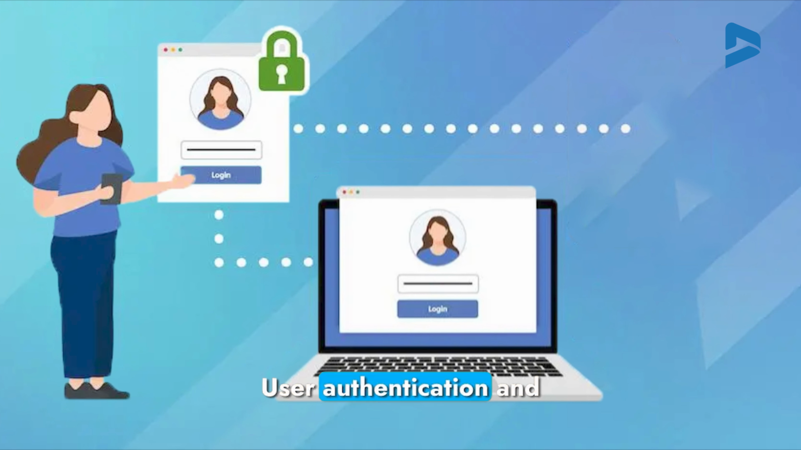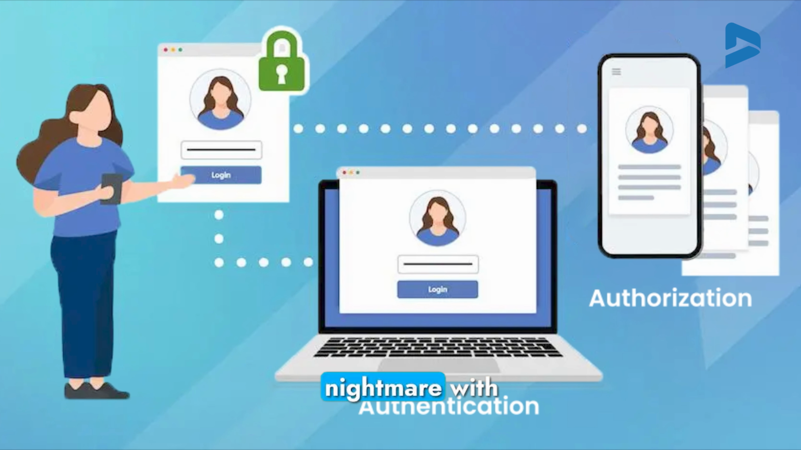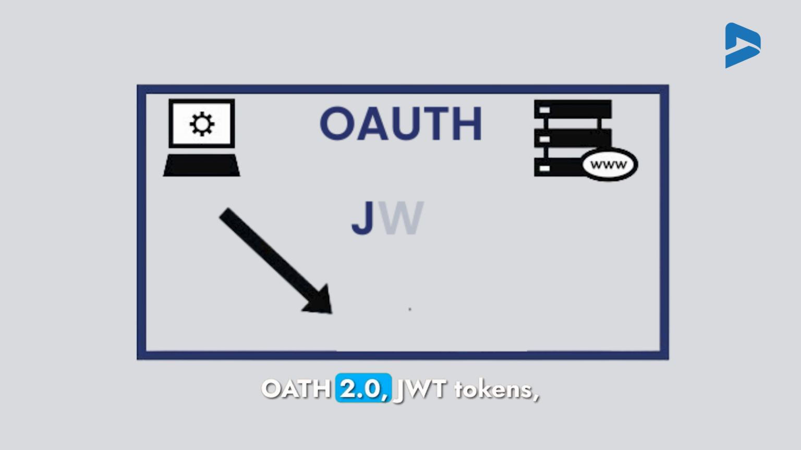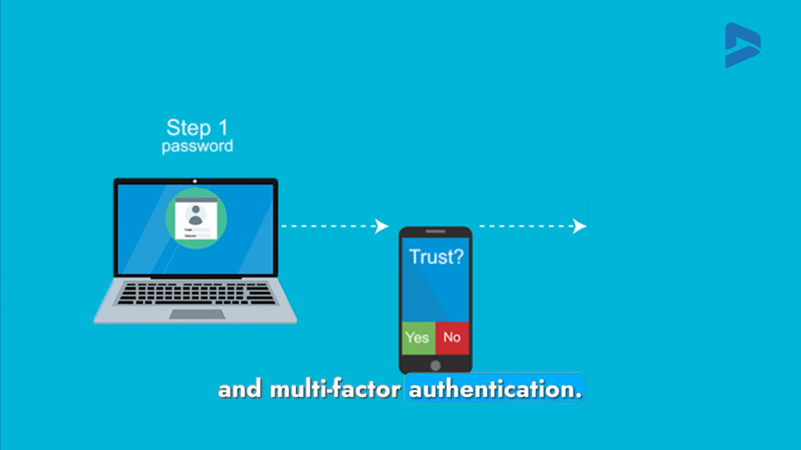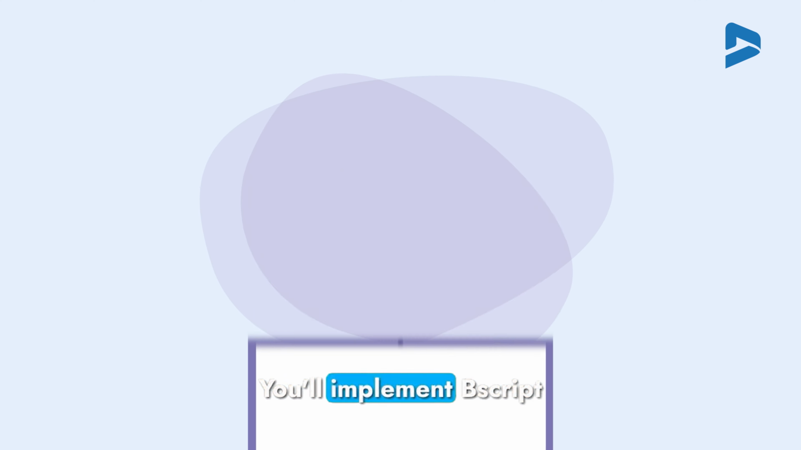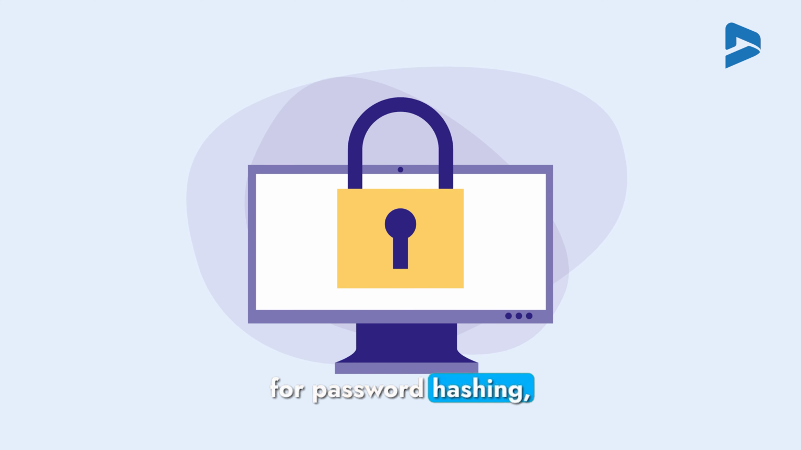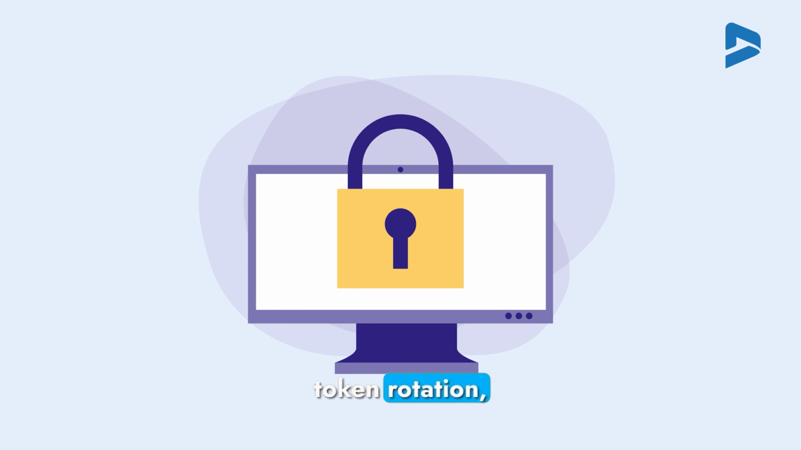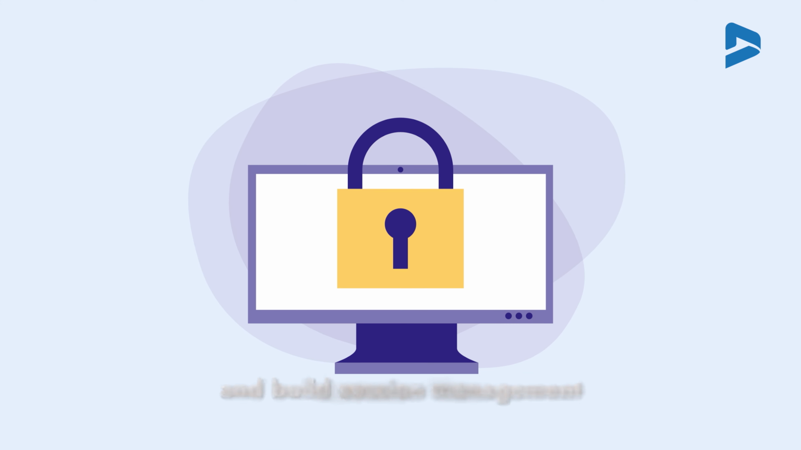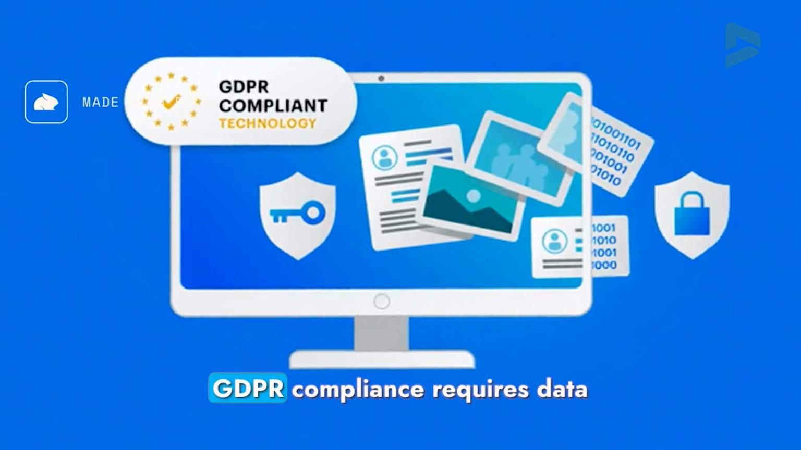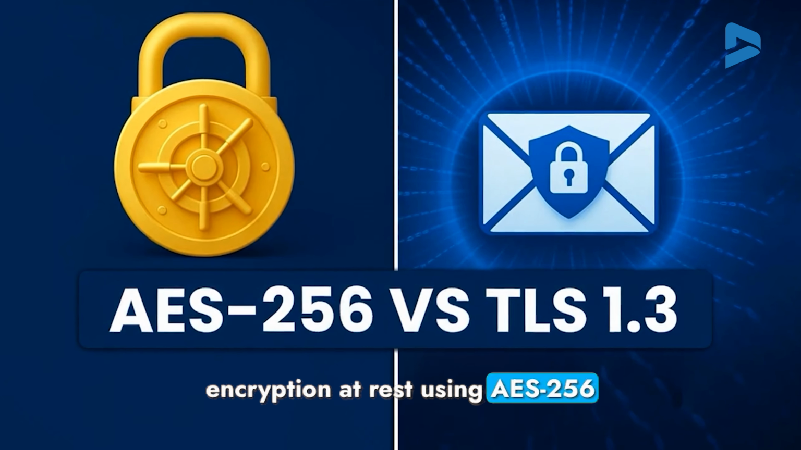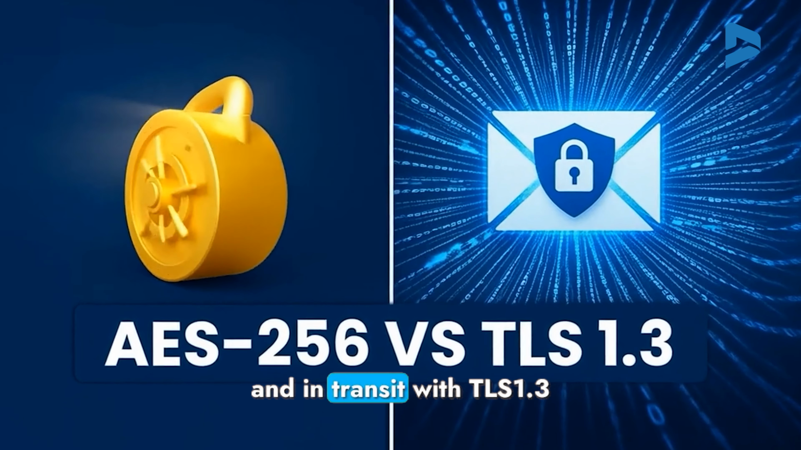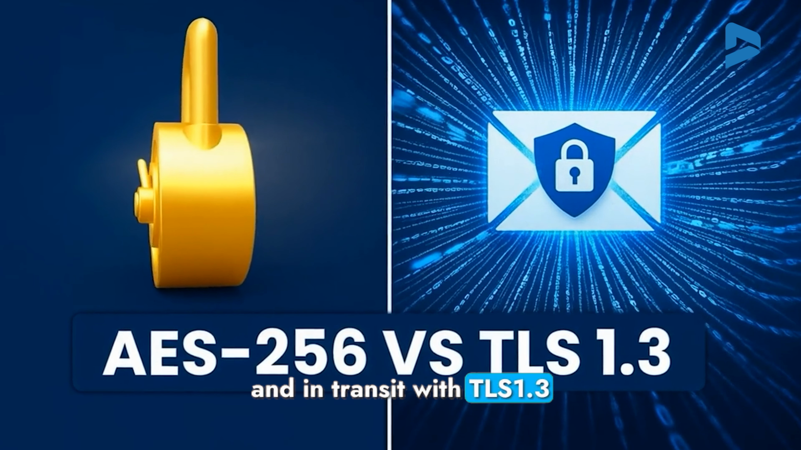User authentication and authorization become a nightmare with OAuth 2.0, JWT tokens, role-based access control, and multi-factor authentication. You'll implement bcrypt for password hashing, implement refresh token rotation, and build session management systems. Plus, GDPR compliance requires data encryption at rest using AES-256 and in transit with TLS 1.3.